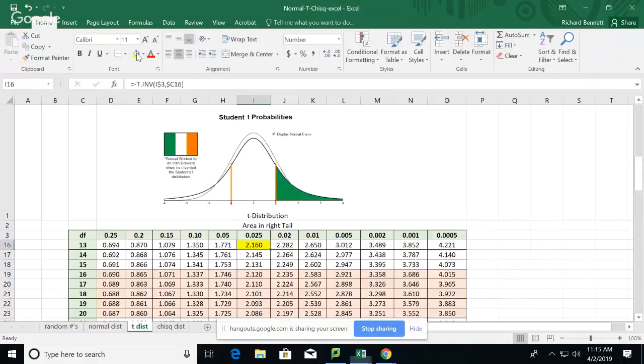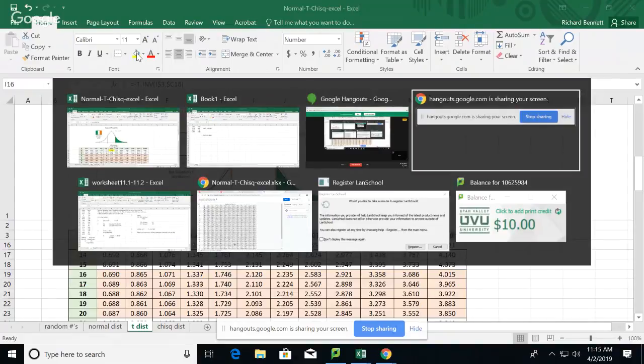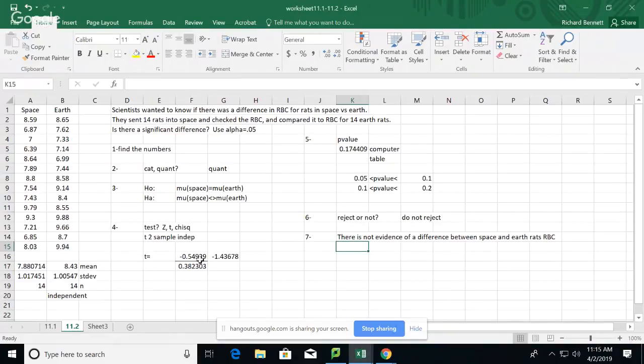So 2.160 times the square root of, and as I go back to my S1 squared, S1 squared is 1.017 squared over 14 plus 1.005 squared over 14. Okay? So I'm going to do that super quick here. So my t sub alpha over 2 is 2.160. I've got my lower, I've got my upper.